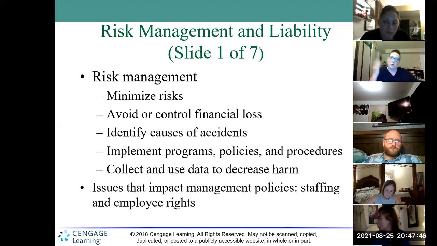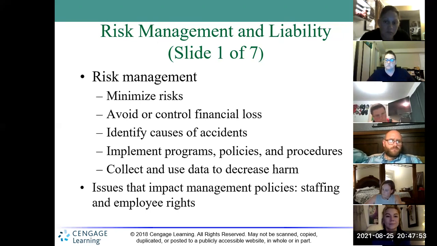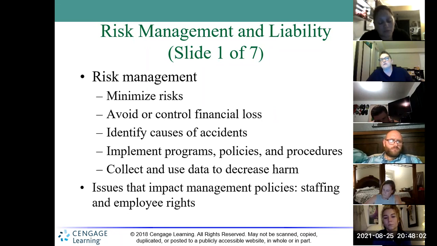Risk management. Okay, risk management and liability. The risk management department, is the only way I'll say it, but it's kind of broader than that. They are really in the business of making sure that potential liabilities are prevented and controlled. So they're wanting to really minimize all the risk. They're looking at, as it says here, avoid and control financial loss.